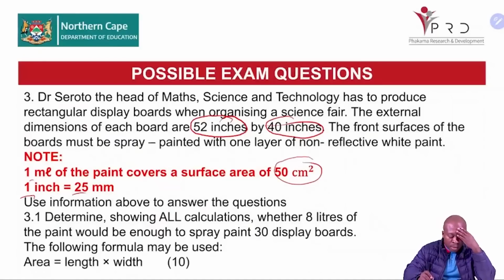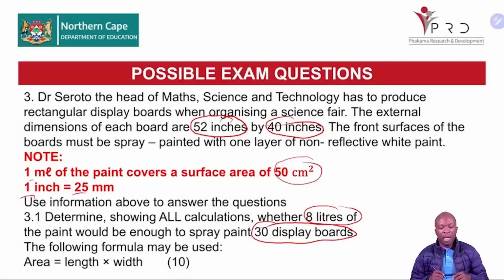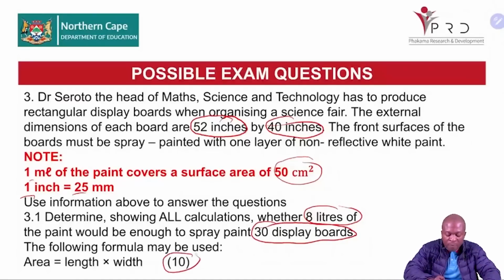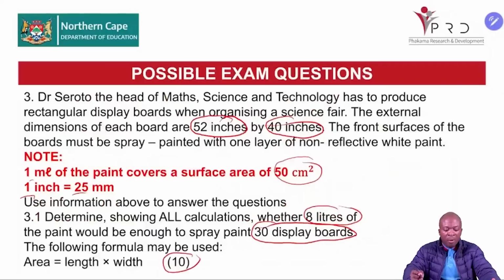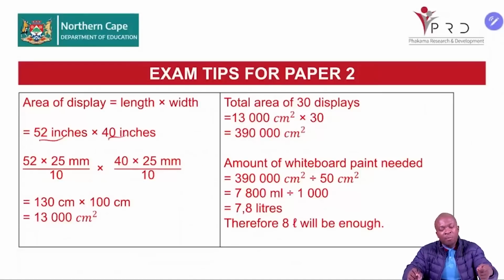So question 3.1, it says determine, showing all calculations, whether 8 liters of paint will be enough to paint 30 boards. And this is a past examination question paper that gave us about 10 marks. So this is how you work it out. You first have the values in inches, convert them from inches to centimeters. Why? Because can you see the paint is painted in centimeters squared, meaning our answers have to be in centimeters.